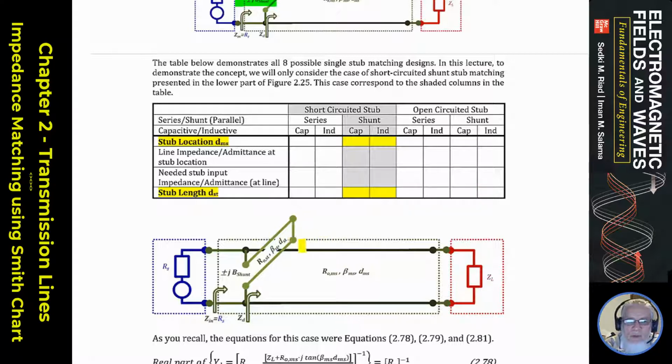The example that we're going to work out together here is a short circuit stub. All right, here's a short circuit stub. And we're going to work with a shunt configuration, so it's connected in shunt. And we'll be able to find the capacitive or inductive solution. That means one location, for example, where it would be capacitive and the other location would be inductive.